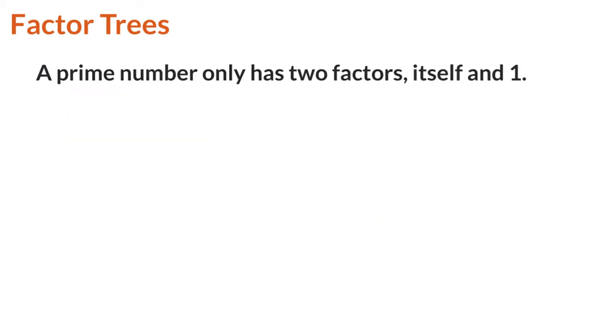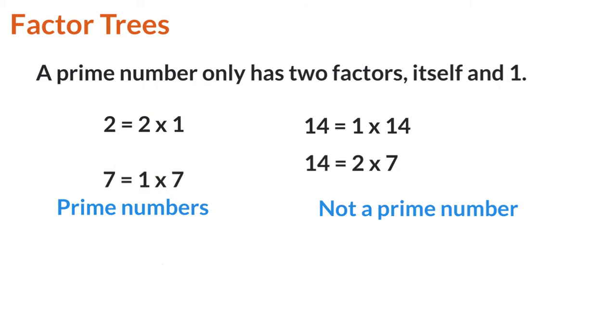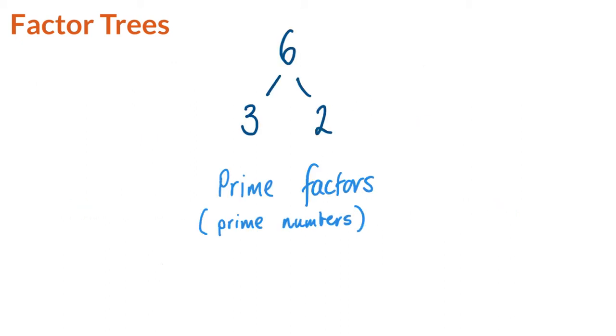A prime number is a number that only has two factors, itself and 1. 2 is a prime number as its factors are 2 and 1. 7 is also a prime number and its factors are 1 and 7. But 14 is not a prime number as its factors are 1, 14, 2 and 7. When we draw factor trees, the numbers at the ends of the branches are called prime factors.